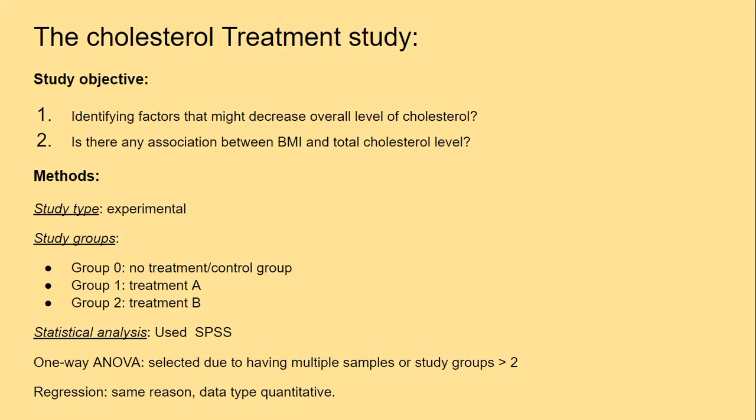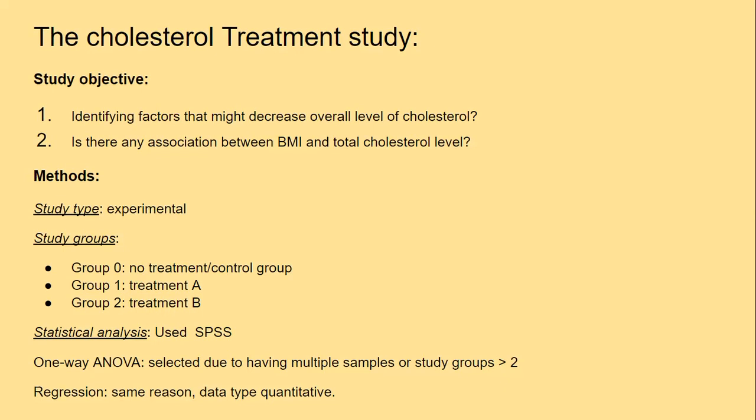The other analysis that we ran in order to answer the second research question is regression. The reason we selected regression is the same: we have more than 2 samples, and we are comparing 2 quantitative variables, BMI, which is quantitative, as well as cholesterol, which is quantitative. And we have 3 sample groups, which are group 0, group 1, and group 2.